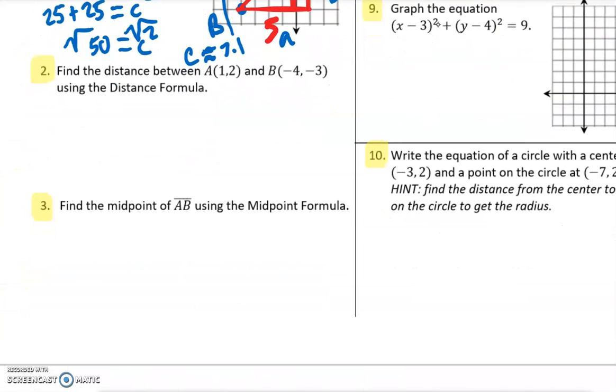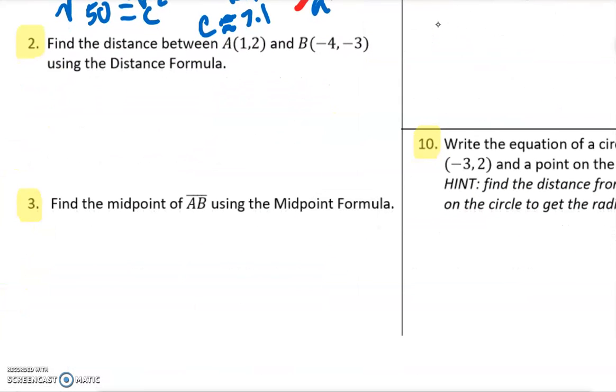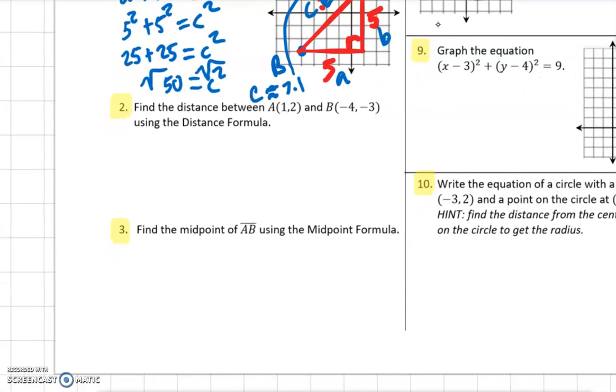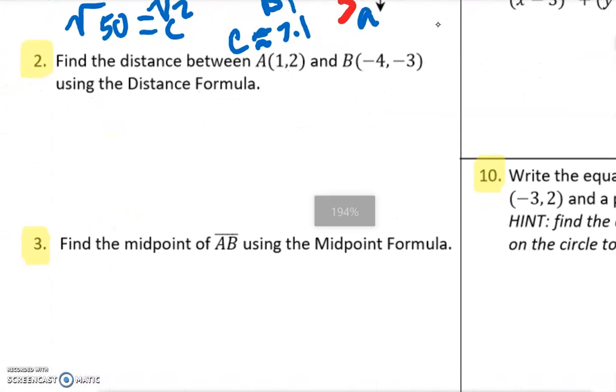Let's look at number 2. It says find the distance between these 2 points using the distance formula. So notice how it's the same exact 2 points. So we should be getting the same answer. We're just going to be doing it differently.